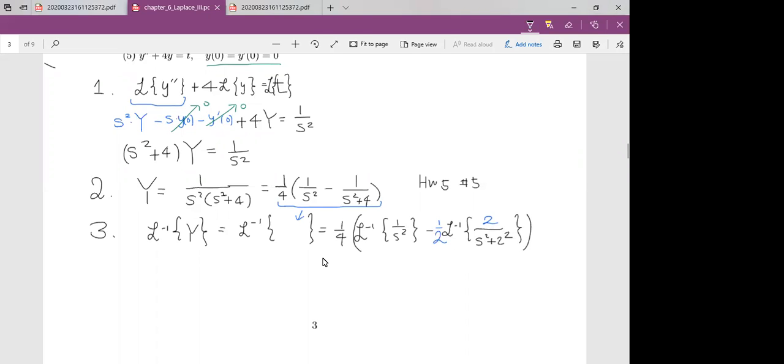Now you can use the table. The table says the inverse transform of 1 over s squared is simply t. And 2 over s squared plus 2 squared fits into sine kt, where k equals 2. So this is sine 2t. That's it. So this is the unique solution. Good.